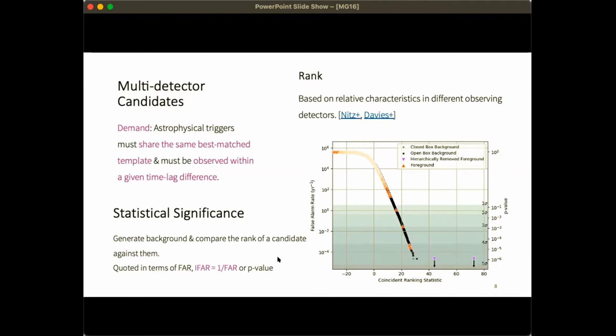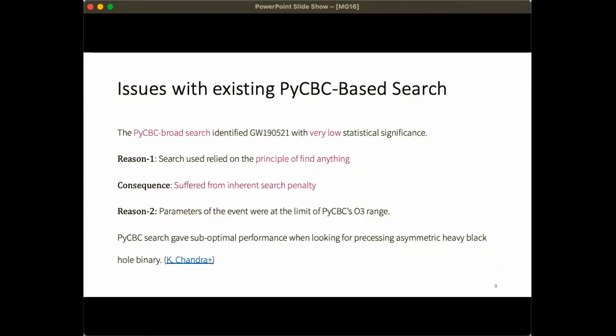On the other hand, I will use the inverse of the false alarm rate as a metric of statistical significance. So to reiterate the necessity of a new optimized search, let me summarize the issues of the existing PyCBC based searches. As I mentioned before, the event GW190521 was hardly detected by previous PyCBC based searches. And upon investigation, it was found that it was caused primarily due to two reasons.